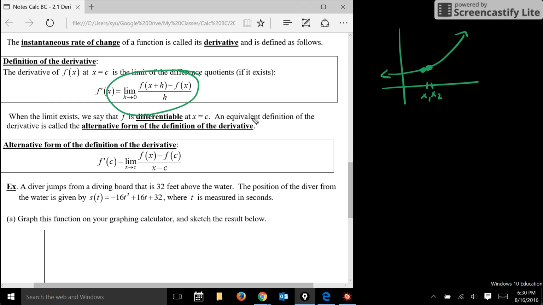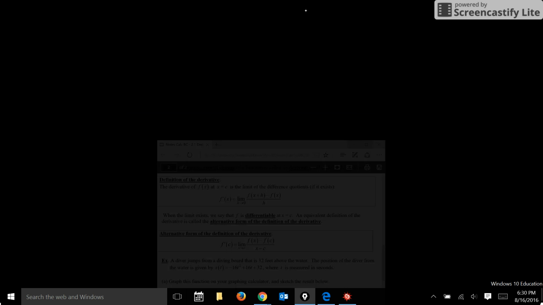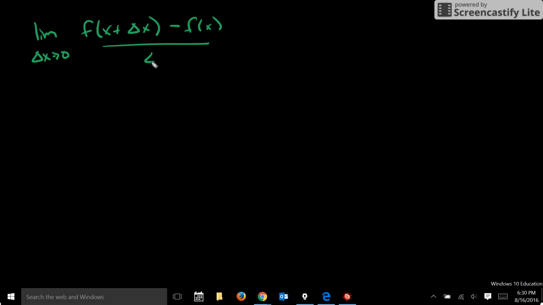So I'm going to give you a different looking definition. This is one that you'll see. In your book, they use h, but this is the exact same thing. So I have the limit as delta x approaches 0 of f of x plus delta x minus f of x all over delta x, where delta x is just the distance between my 2 points. Now this is just slope.